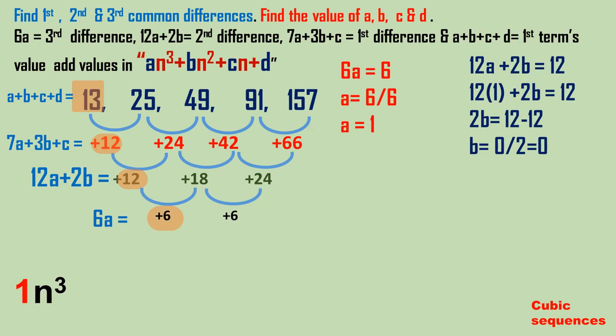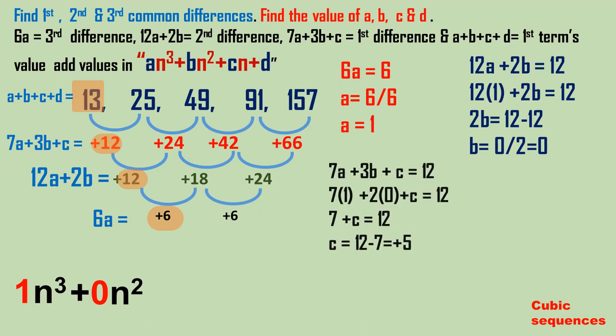So I'm going to substitute the b value in the given formula. That will produce 0n squared. In the same way, I'm going to find the c value. That is 7a plus 3b plus c is equal to 12. So 7 multiplied by 1 is going to be 7. And the b value, if I substitute, is 0, so this will become 0 here. So this 7 is plus, on the other side it is subtracted, and the answer is c is equal to plus 5. So here, the third value in the given formula, c is equal to plus 5.